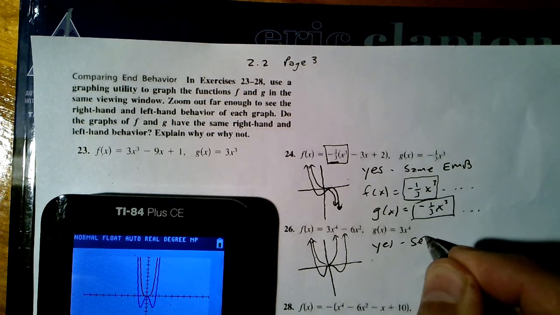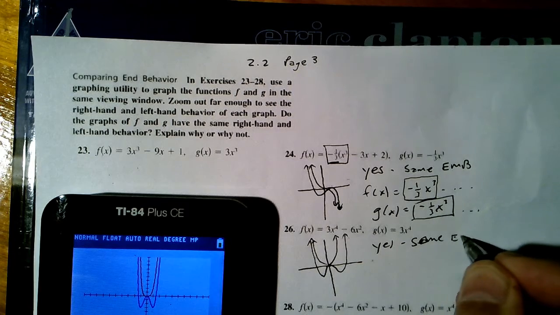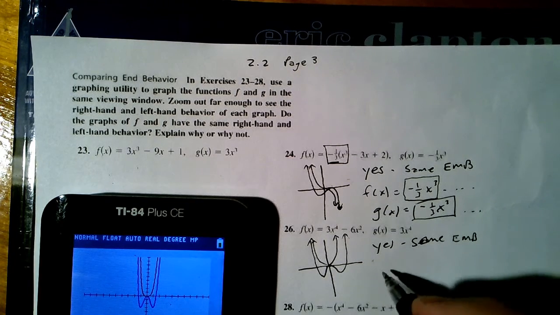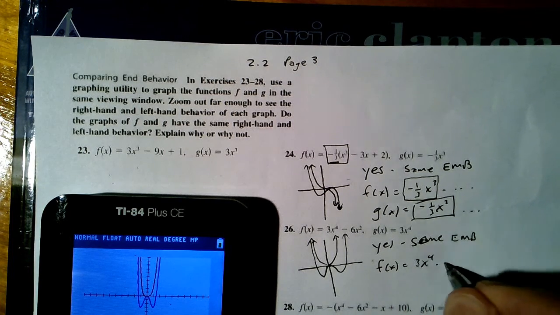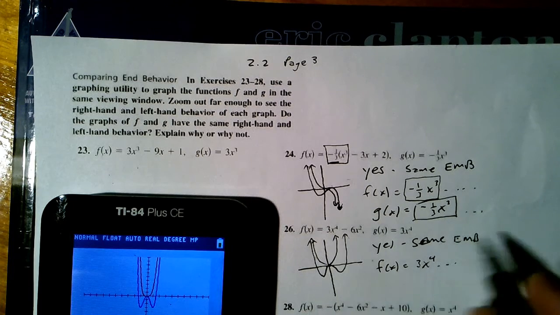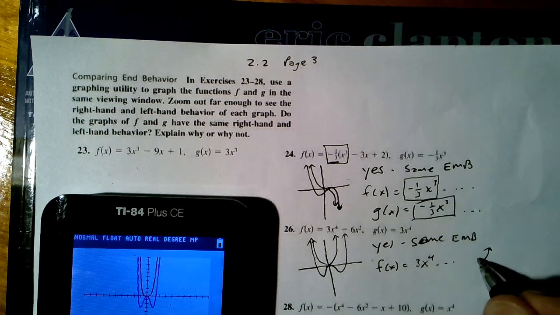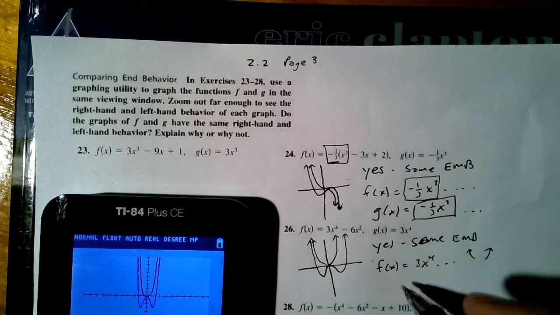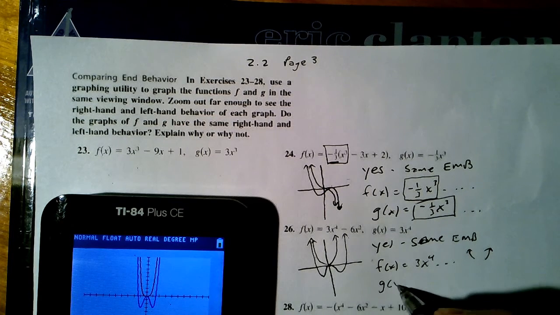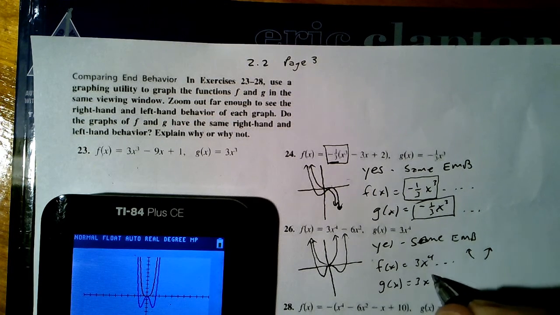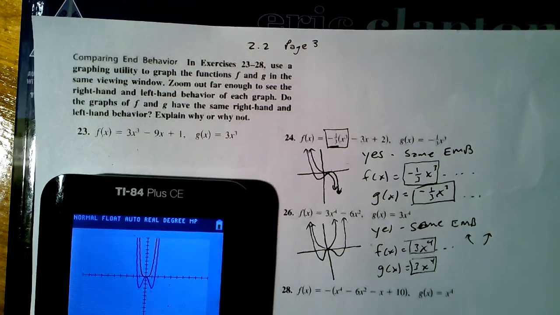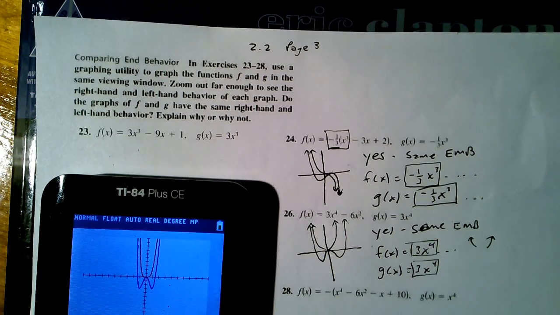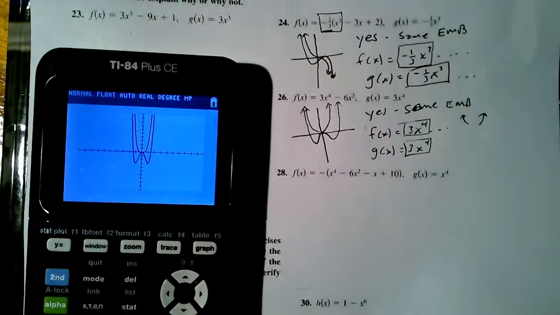Yes, they have the same end model behavior, and f of x is 3x to the 4th... That's what's going to be in control, which means eventually it wants to rise to the right, rise to the left. And g of x is just 3x to the 4th. So pretty simple concept there. Sorry if that was a little bit low.